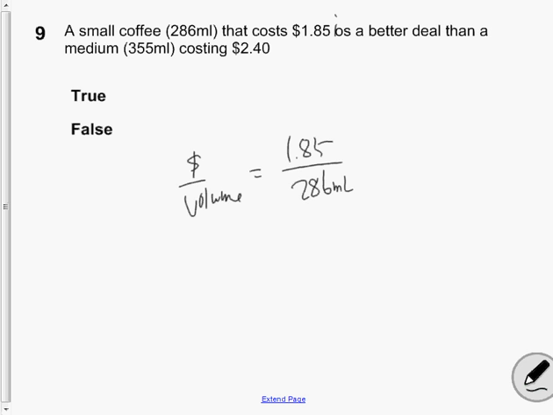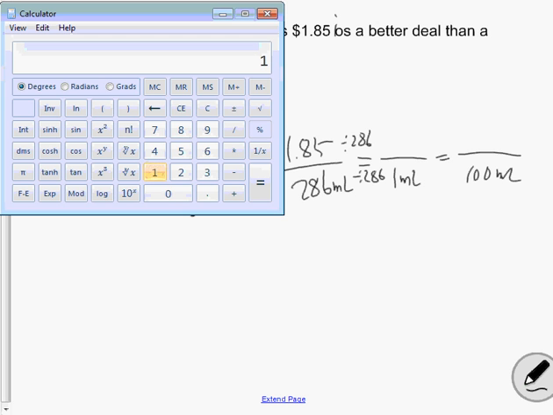Now I'm going to do both of them two different ways. I'm going to do this one by determining what 1 milliliter is, and then what 100 milliliters is. That's the way I'm going to run it out. So I'm going to divide both top and bottom by 286. I'm going to take $1.85 and divide it. Sorry, that's not $1.85. $1.85 divided between 286 milliliters.